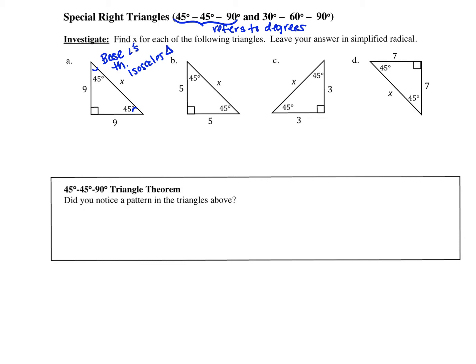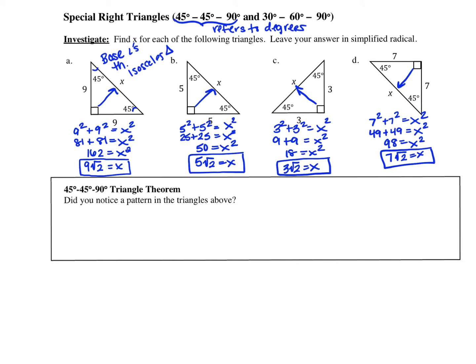So we're going to use the Pythagorean theorem to find x. The x is opposite of our 90-degree angle. So we have 9 squared plus 9 squared equals x squared. That's 81 plus 81 equals x squared. 162 equals x squared. And if you simplify 162 in simplified radical form, it would be 9 root 2, which is equal to x. So I'm going to pause the video. Go ahead and work out B, C, and D on your own, and then unpause the video to check your work.